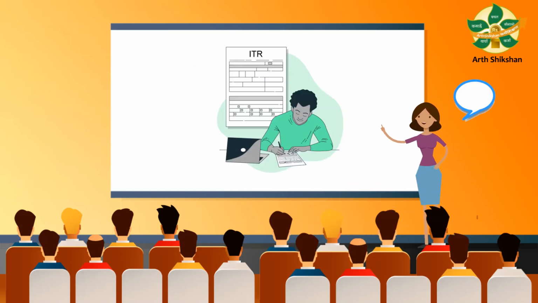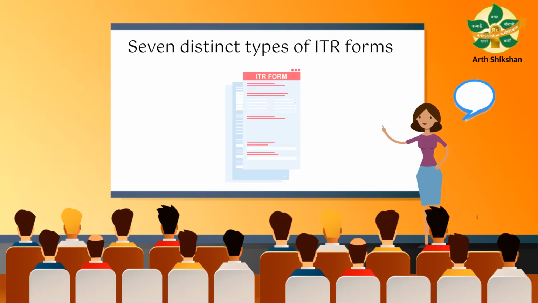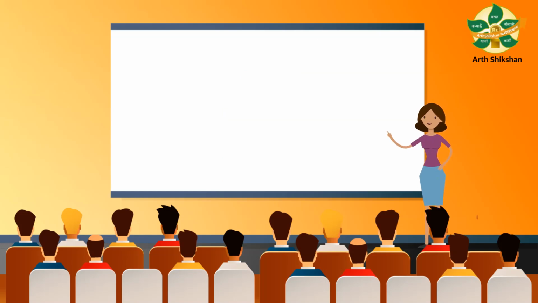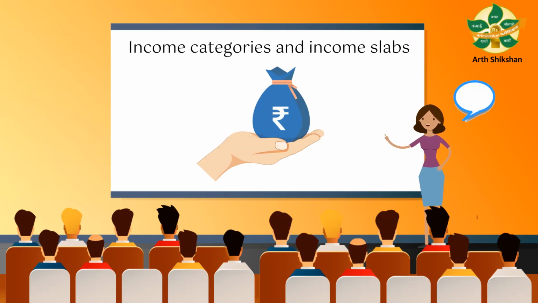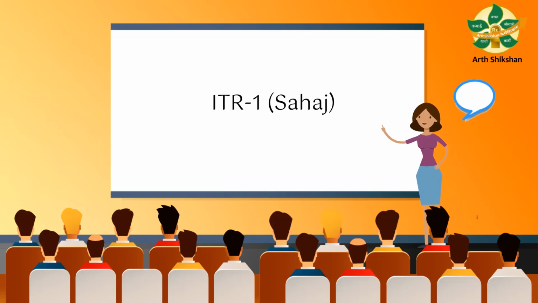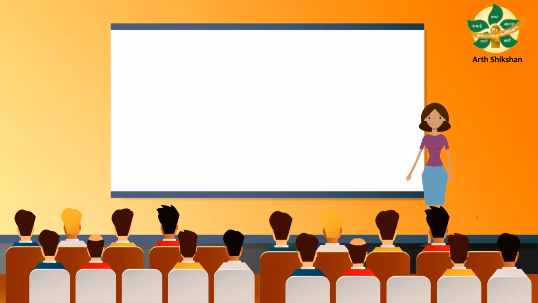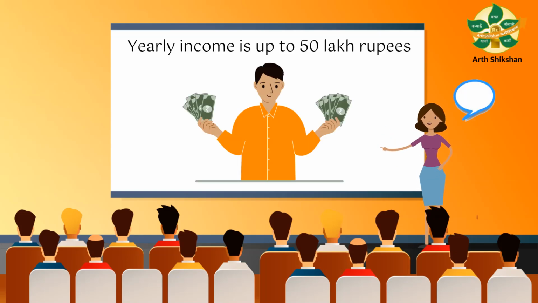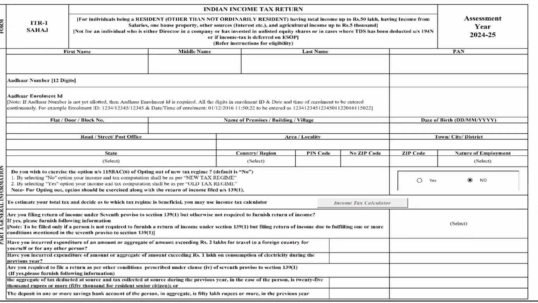During this process, it becomes important to identify the suitable income tax return form for submission. Currently, there exist 7 distinct types of ITR forms as per the income categories and income slabs. In general, ITR form number 1 or Sahaj form. If your yearly income is up to 50 lakh rupees, you can use ITR-1 for your income tax return.